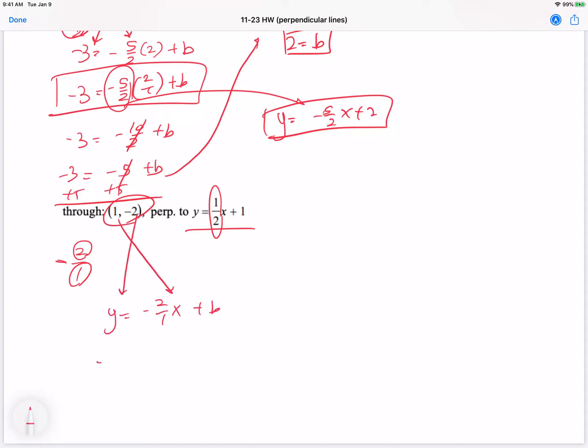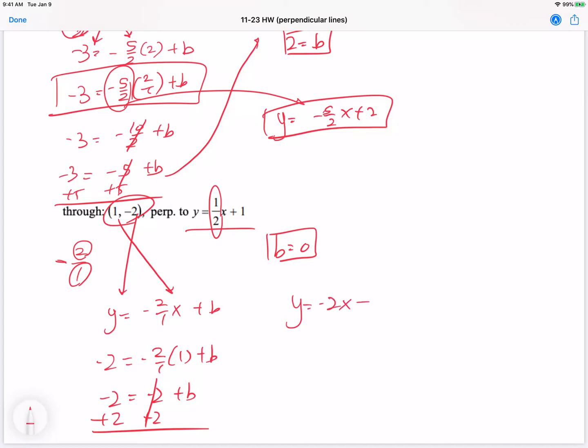X and y plugged in. Negative 2 is equal to negative 2 over 1 times 1 plus b. Negative 2 equals negative 2 plus b. Add the 2 on both sides, and I get b to be 0. Which means my final equation would be y equals just negative 2x plus 0. Slope plugged in, y-intercept plugged in.